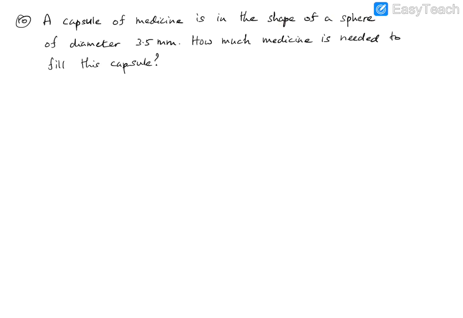And since the shape is given as a sphere, all we have to do is simply calculate the volume of the spherical capsule. So volume of the capsule, because it's a sphere, is going to be 4/3 pi r cube, and that is all we have to calculate here. So volume of spherical capsule is 4/3 pi r cube.